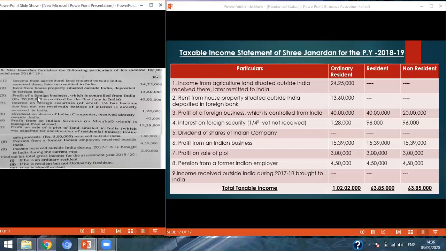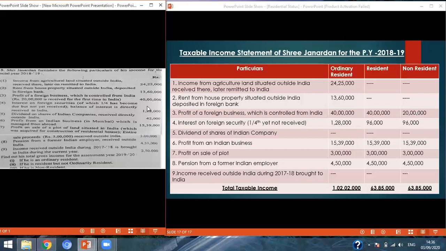Then third is profit of a foreign business which is controlled from India. 20 lakh is received for the first time in India. We have to understand one thing very clearly. This 20 lakh we are receiving in India, right? So any income which we receive in India is taxable for all. Means this 20 lakh is taxable for all. Okay, got it? Taxable for all, 20 lakh.